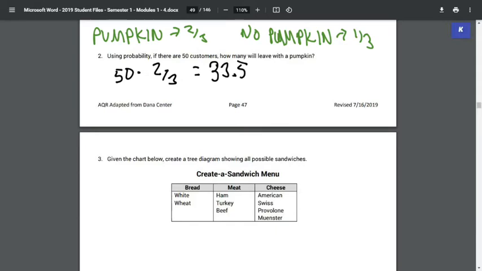So obviously you can't have 0.5 of a person walk away with a pumpkin, like they're not going to take half of one. So we can say between 33 and 34 customers. If you were running your own, or if this was you being in charge, it would be smart to go with 34, just to be safe there, so you have that extra pumpkin available. But we would expect somewhere between 33 and 34 customers to walk away with a pumpkin in this situation.